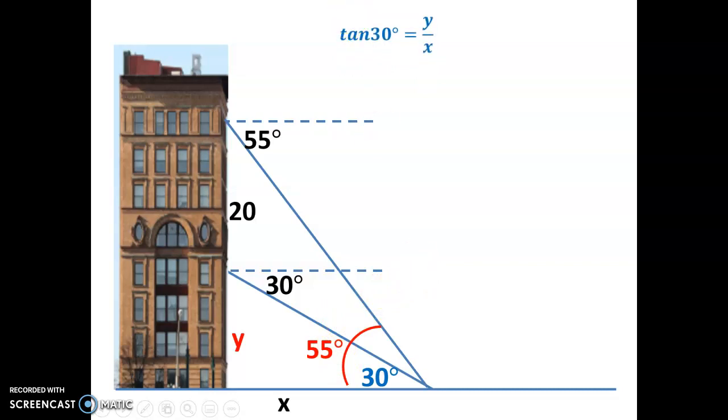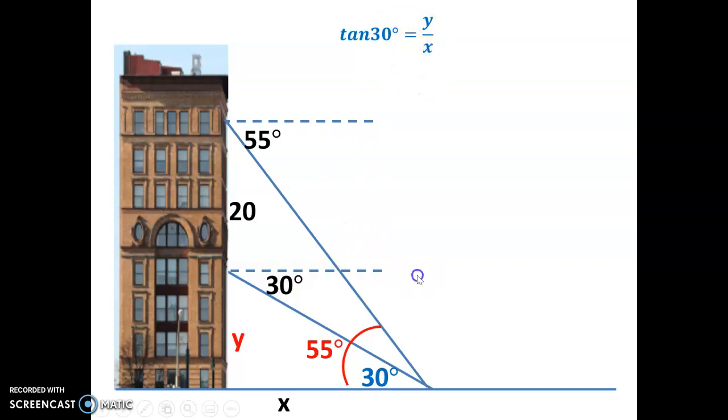Let's try. Tangent of 30. So I'm looking now just at this bottom triangle, and I say tangent of this angle is opposite over adjacent, so y over x. Okay, the issue with this problem is that I've created an equation, but there's two unknowns, two variables, so it can't be solved. So what that tells you when you get that kind of situation is try to create another equation with the same variables. So is there another equation I can create?